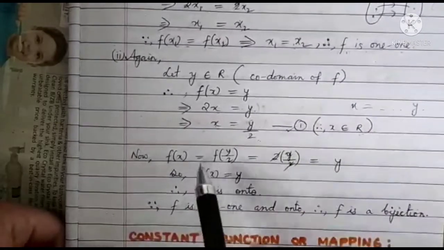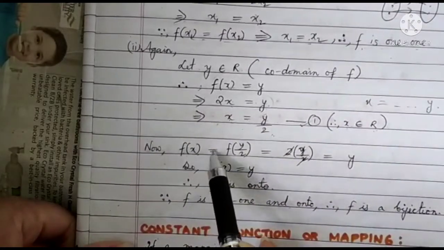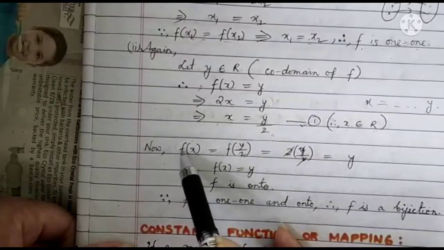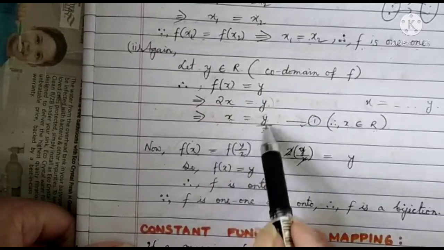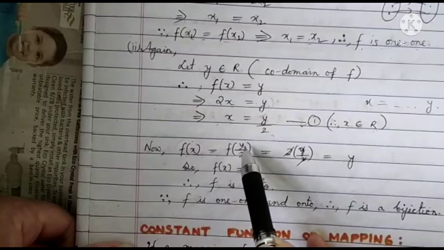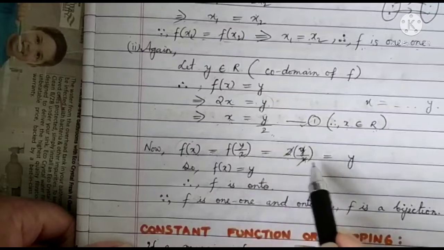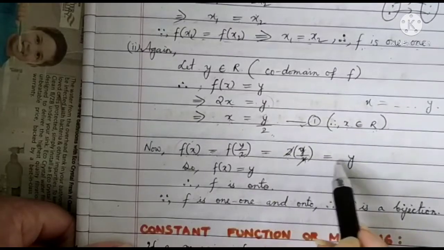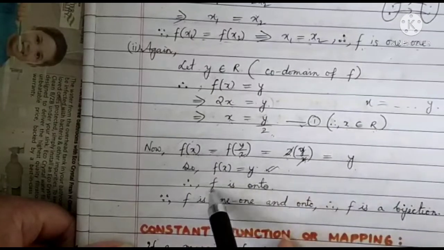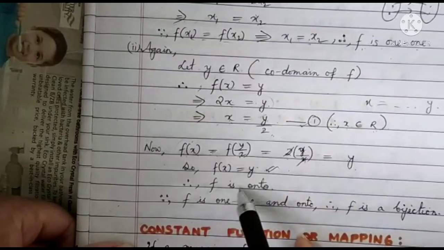Now, if this has happened, what is the next step I'll do? I will calculate the value of f(x) by putting the value of x here. So f(x) will be f of my x, which is y by 2, equals f of y by 2. f of x is 2x, so f of y by 2 is 2 times y by 2, correct? So from here 2 times y by 2, the 2 and 2 cancel, equals y. So I'm getting f(x) equal to y. If you get this, your f is onto. If you don't get f(x) equal to y, then your f is not onto.